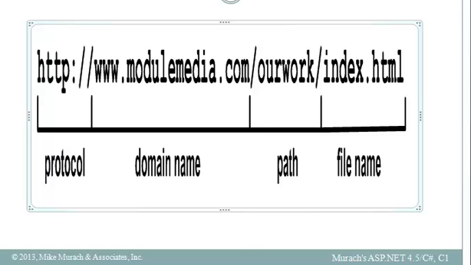Path. This is the path where our file is located. So we have to give exactly the correct directory where our files are located. Index.html is the first file which is displayed on the browser when you provide your own URL.